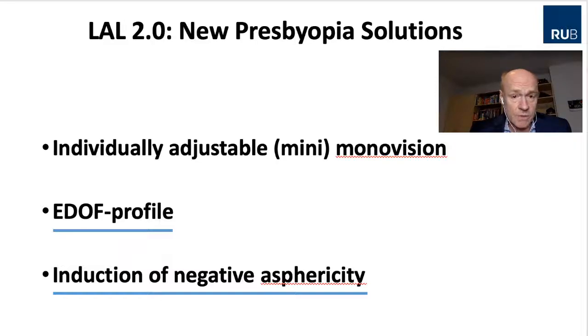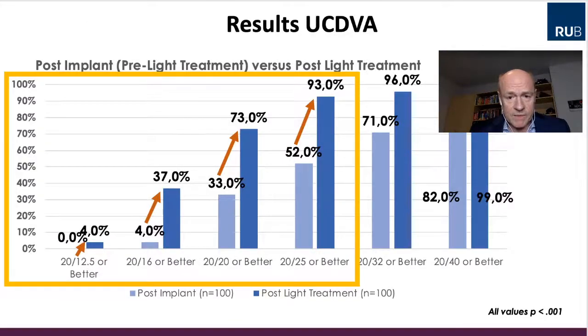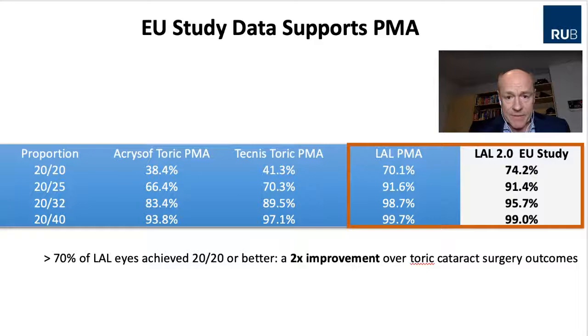The new presbyopia solutions: individually adjustable mini monovision, new EDOF profiles, and the individual induction of negative asphericity. Here in a prospective multicenter European trial, we were able, even using partial coherence interferometry and latest IOL calculation formulas, in the 20/20 or better group, to see after adjustment an increase from 33 to 73% uncorrected distance visual acuity. The European trial results were slightly better than the LAL PMA trials.